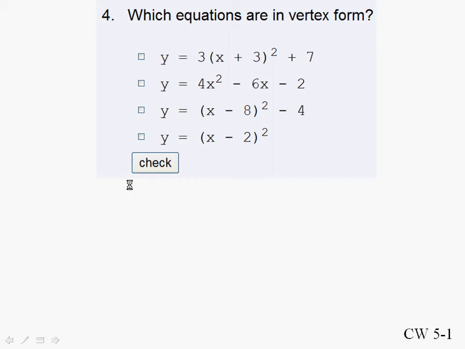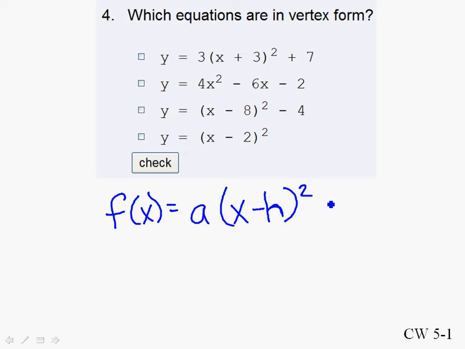For number 4, it's asking which equations are in vertex form. Vertex form is f of x equals a times x minus h squared plus k. Or we could also say y equals a times x minus h squared plus k.